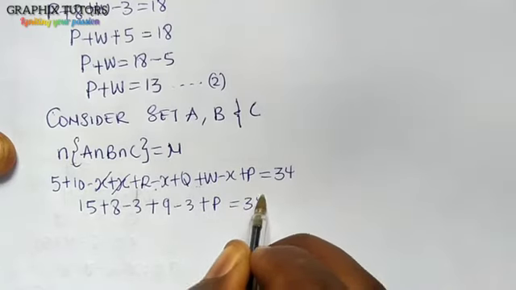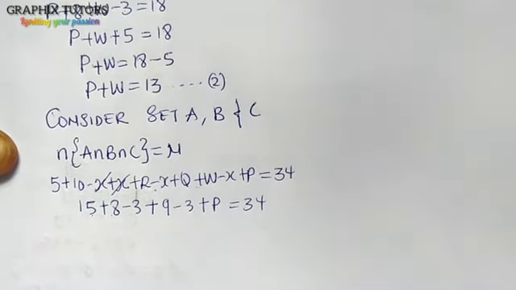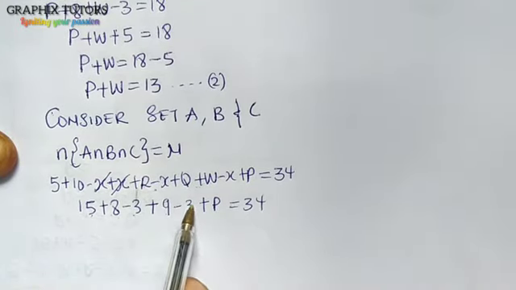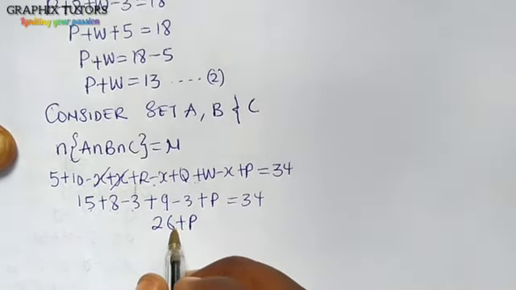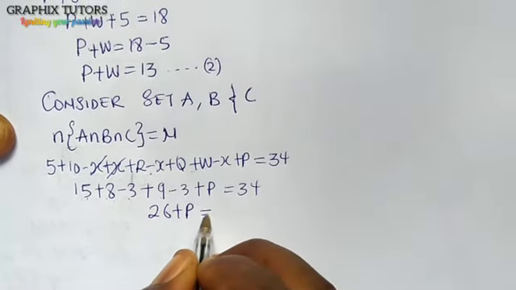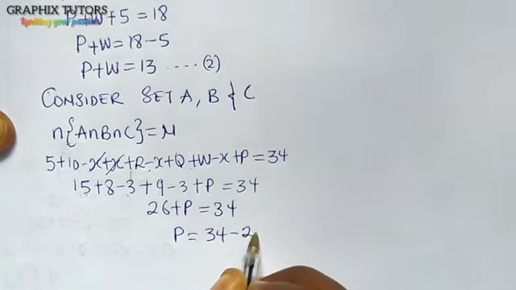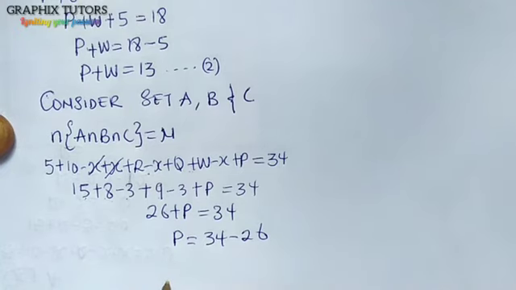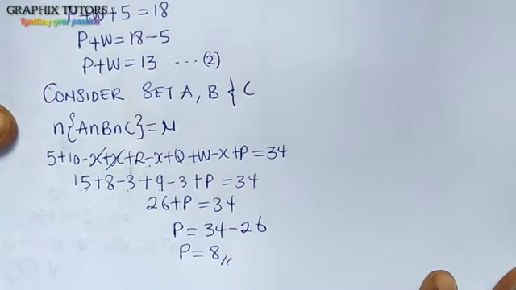Equals to 34. So from here, 15 plus 8 is 23. 23 minus 3 is 20. 20 plus 9 is 29. 29 minus 3 is 26. So we'll say 26 plus p is equal to 34. So p will give me 34 minus 26, and that is going to give us 8. So in this case, p is 8.